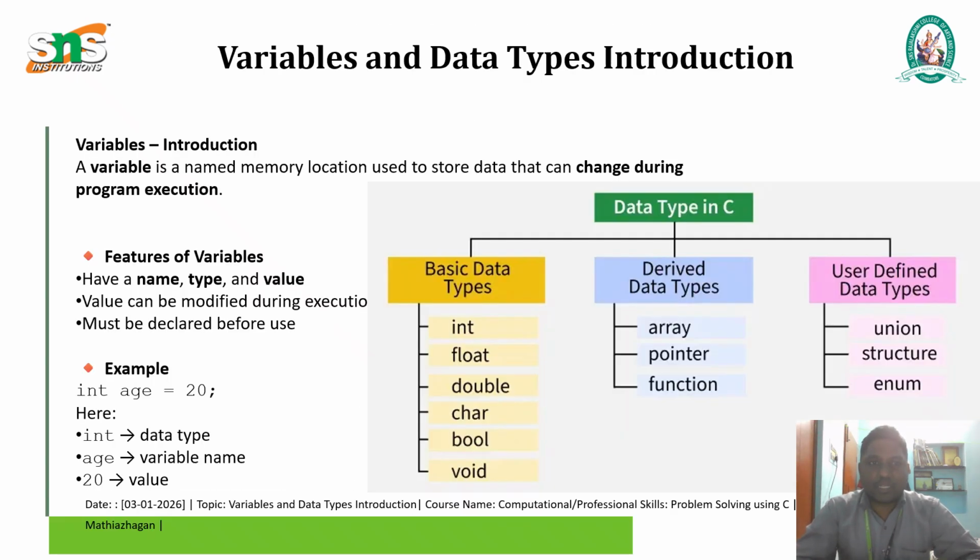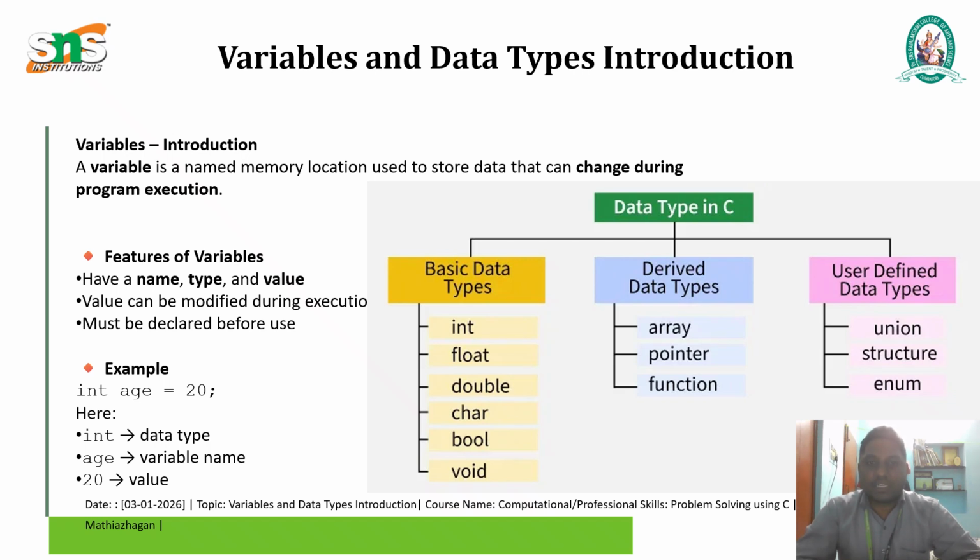Variable introduction: a variable is a named memory location used to store data that can change during program execution. A variable has a name, a type and a value, can be modified during execution, and must be declared before use. For example, int age = 20; here int is the data type, age is the variable name, and 20 is the value.